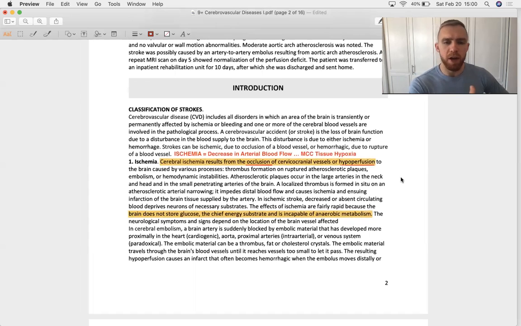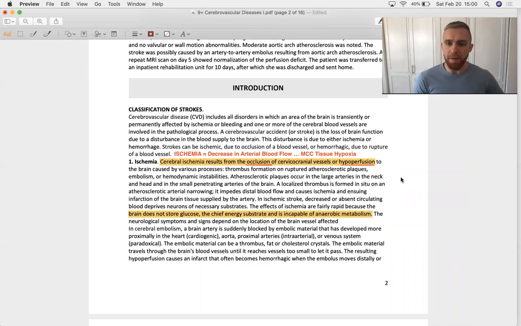Ischemia is a decrease in arterial perfusion of a tissue. So when your arterial blood supply goes down, tissue oxygenation goes down. And in fact, tissue ischemia, which is a blood flow problem, is the most common cause of tissue hypoxia. Tissue hypoxia in the brain is particularly lethal because the brain neurons do not store that much glycogen. They do not store glucose.